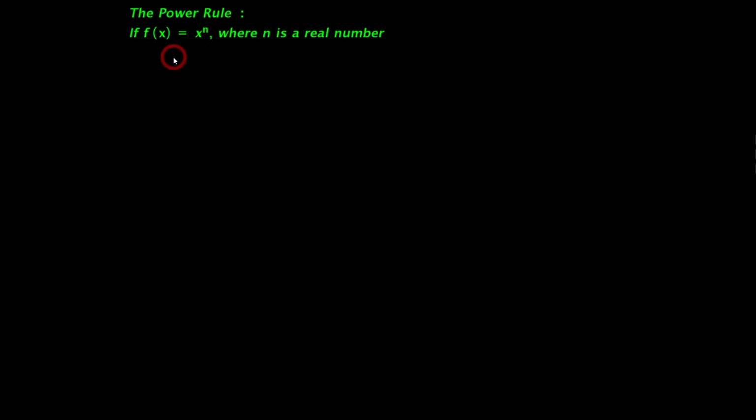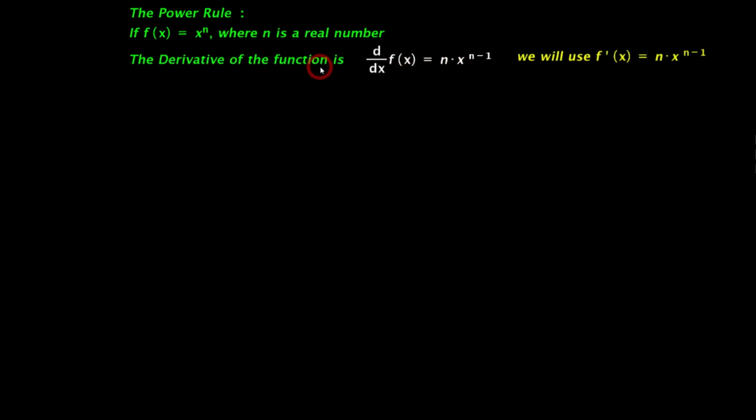In this video, we are going to get introduced with the derivative. First, what is the power rule? If a function of x is x to the power of n, where n is a real number, the notation of the derivative of the function is d of f of x by dx equals the exponent n times the base x with a new exponent n minus 1.